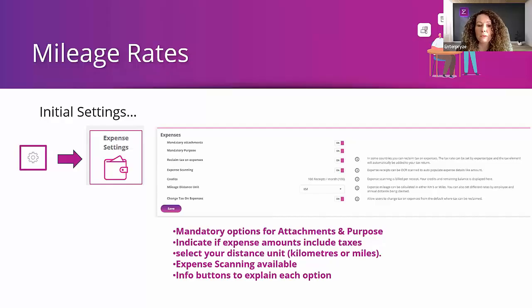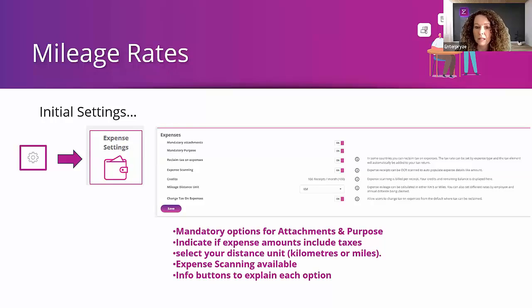There's an option here to reclaim tax on expenses. So this is applicable in some countries. You can reclaim tax on expenses. So the tax rate can be set by the expense type. So the expense type is the meals, the travel, the parking, etc. And the tax element will automatically be added then to your tax return. Okay, so if you need to reclaim tax on expenses, this is the option that you have to enable.